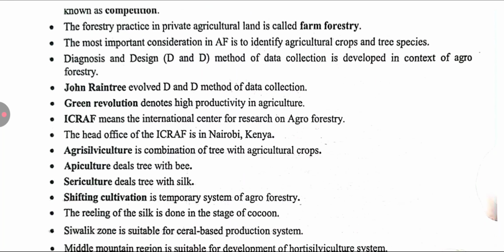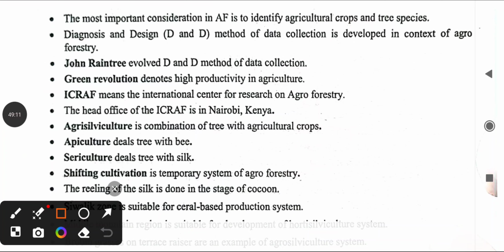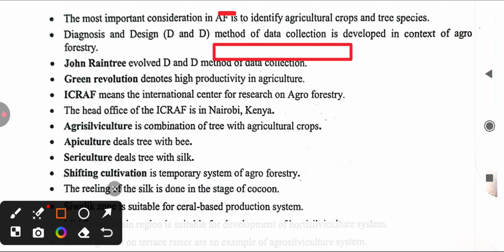The most important consideration in agroforestry is to identify agricultural crops and tree species, the diagnosis and design D&D method. Data collection is developed in the context of agroforestry. ICRAF evolved the D&D method of data collection.